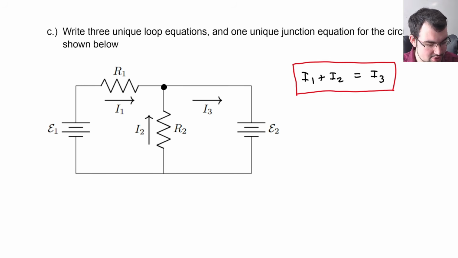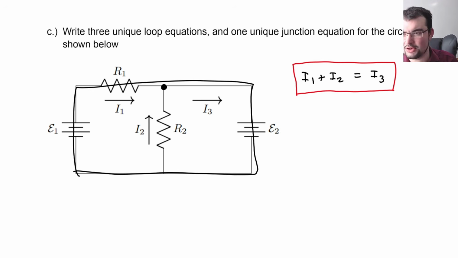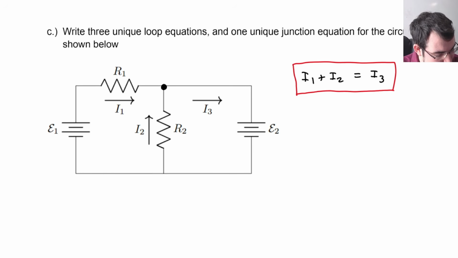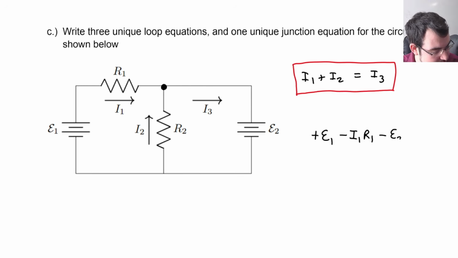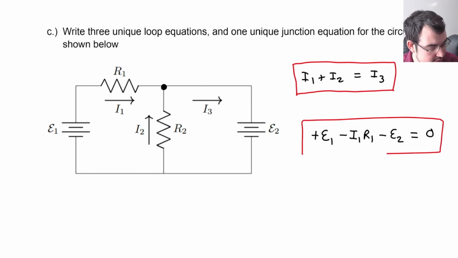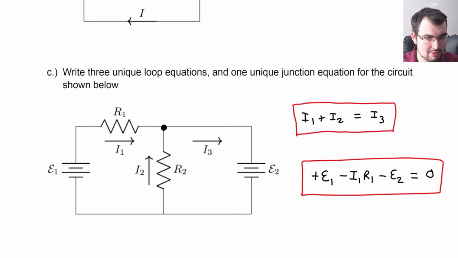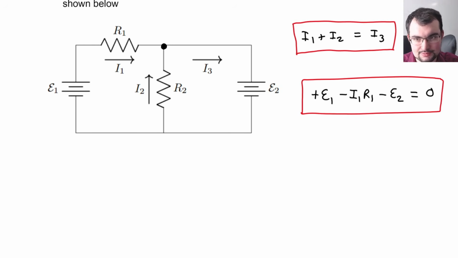And now for the loop equations, we just have to pick a few loops and commit to them. So let's see what happens. I'm going to start with the outer loop where I just box in the entire circuit. So I gain some voltage across the first battery. Then I go with the current, so I drop across the first resistor. And then I go from positive to negative across the second battery, so that's a subtraction. This looks very similar to the previous loop equation we wrote because we're going through these two batteries of opposite orientation.